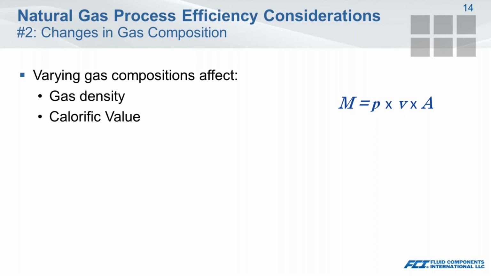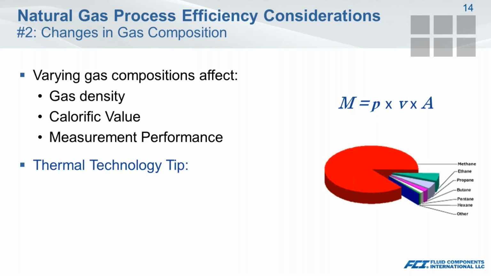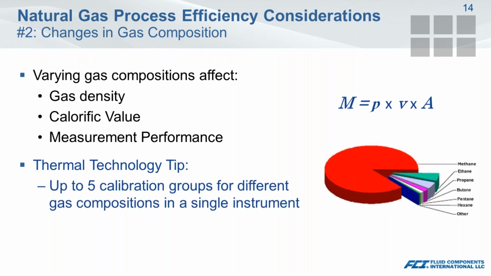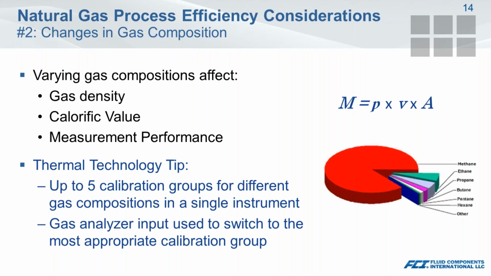When looking to achieve our maximum efficiencies, there are technologies that have the capability of storing multiple calibrations to optimize performance. In many cases, input from a gas analyzer can be used to switch to a gas composition that best represents the existing process conditions.